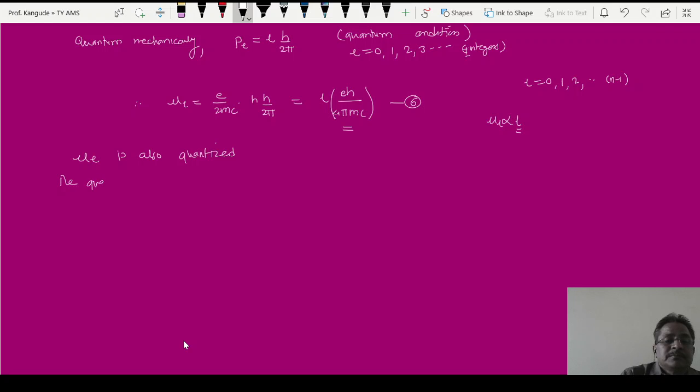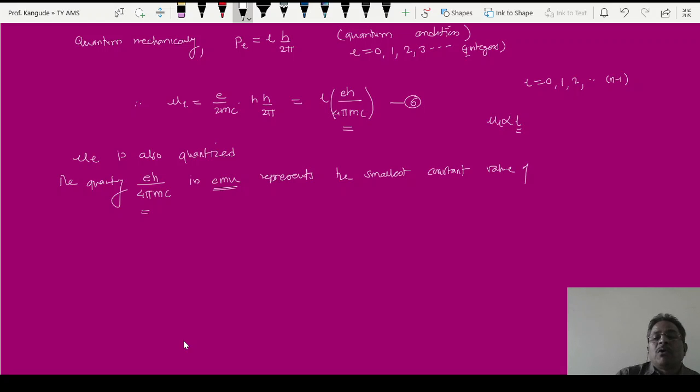The quantity eh upon 4 pi mc. Now remember, you will come across this point again in electrodynamics in the second term. So this quantity is called Bohr magneton. The quantity eh upon 4 pi mc in EMU, electromagnetic unit, which is another way of describing quantities in electrodynamics, represents the smallest constant value of mu L, the orbital magnetic moment.